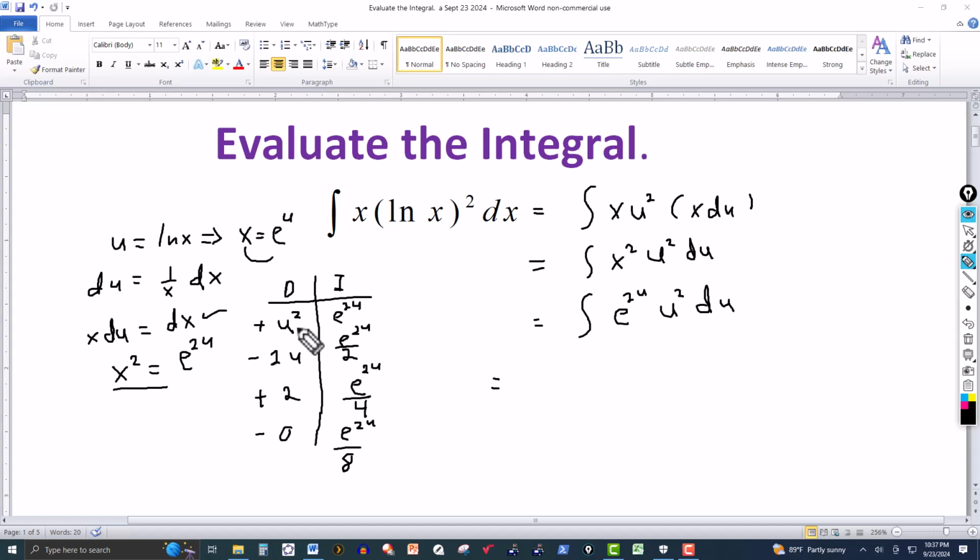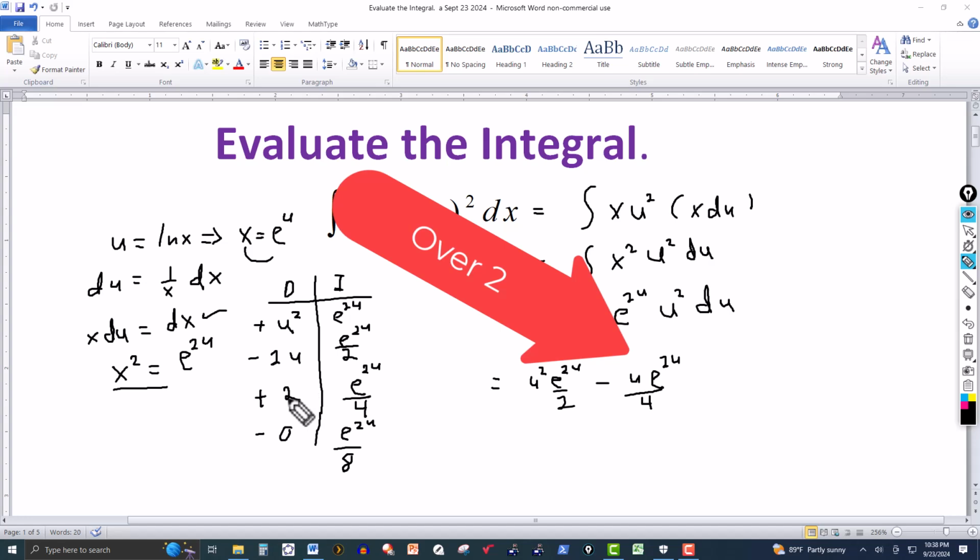So it'd be u squared e to the 2u over 2. So this would be u squared e to the 2u over 2, going this way. And then we go this way, minus 2u. So the next one will be minus. Got 2 here, so this is going to reduce to u e to the 2u, and that's over 4.